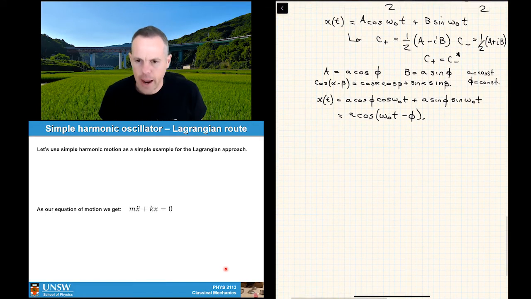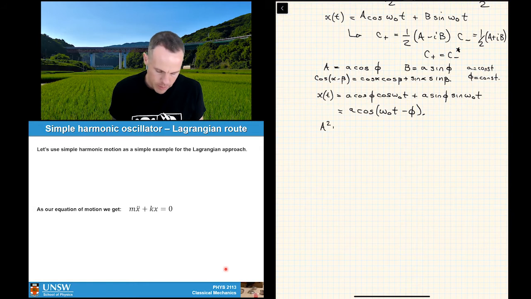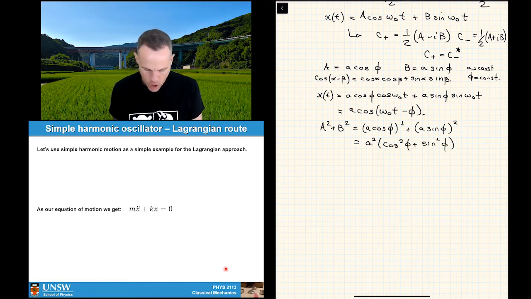And so now we need to relate big A, big B, and phi. And so we can do this in the following way. We can write big A squared plus big B squared. And of course, it will be A cos phi squared plus A sine phi squared, which is just A squared (cos squared phi plus sine squared phi). And of course, this thing's 1, so this is just A squared. And so we can write that A is equal to the square root of big A squared plus big B squared, like so.